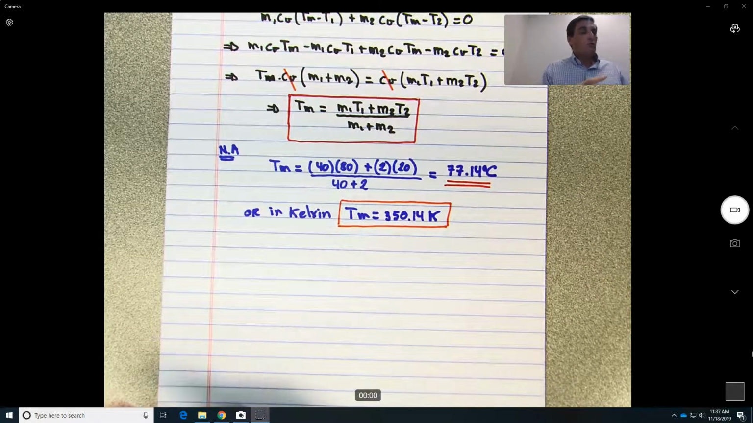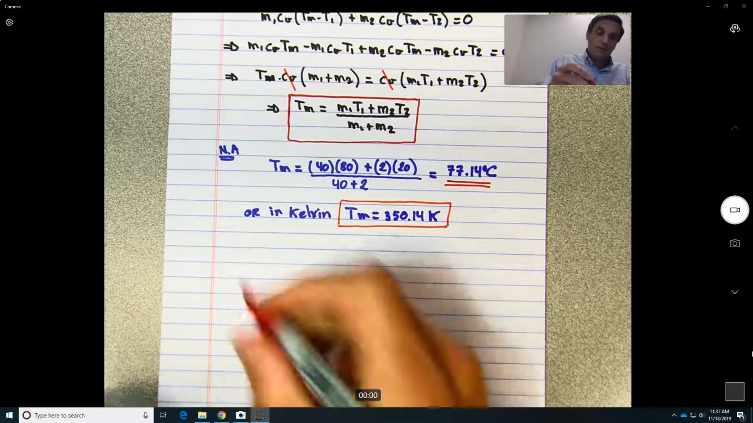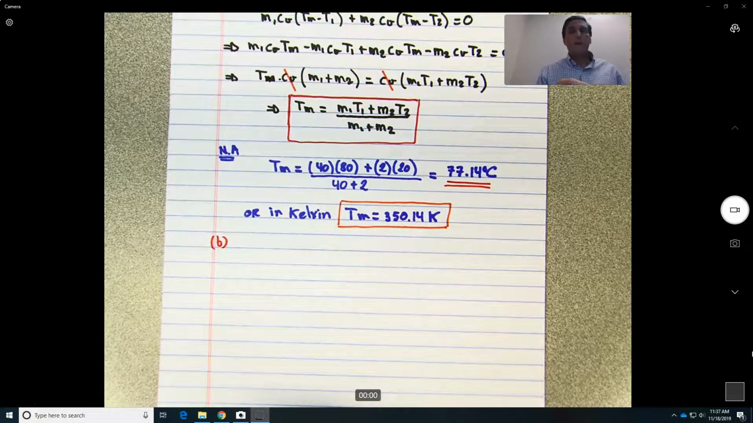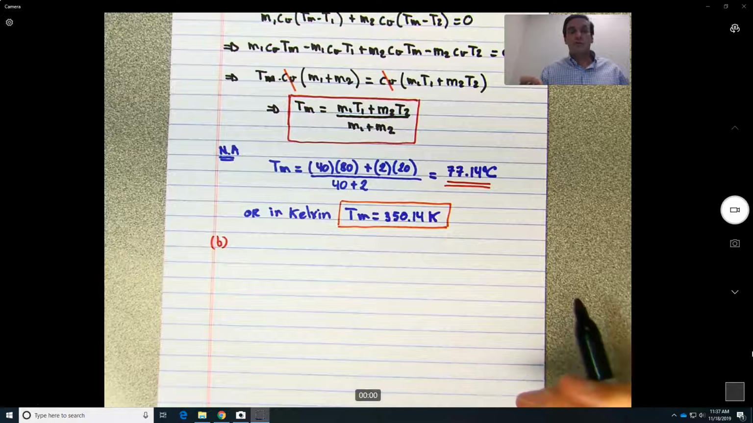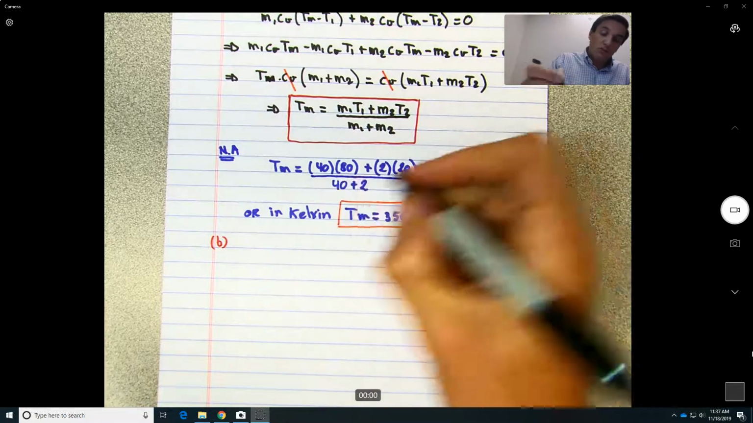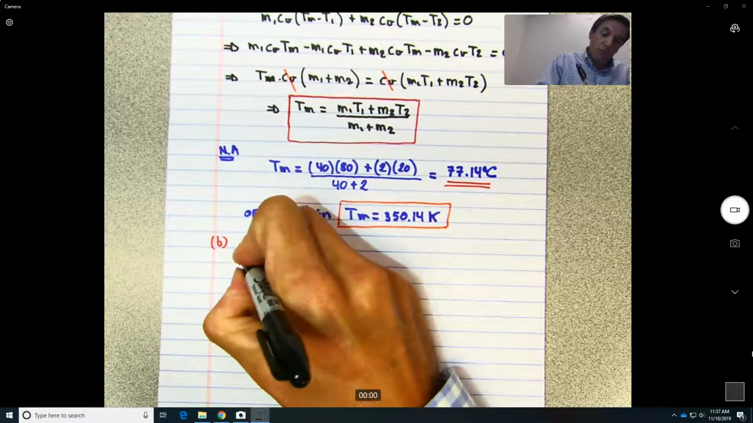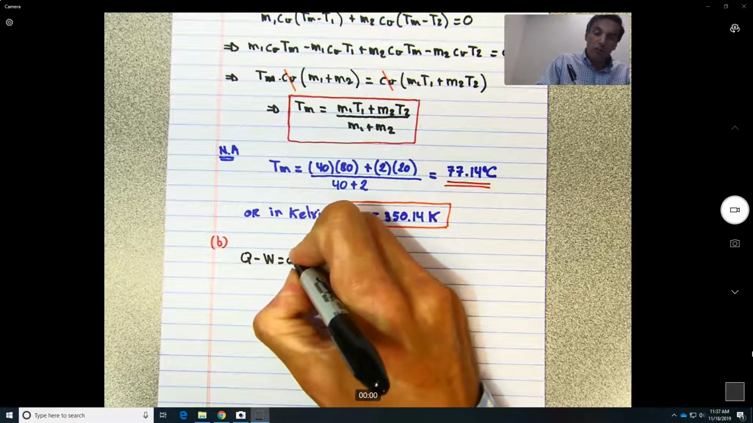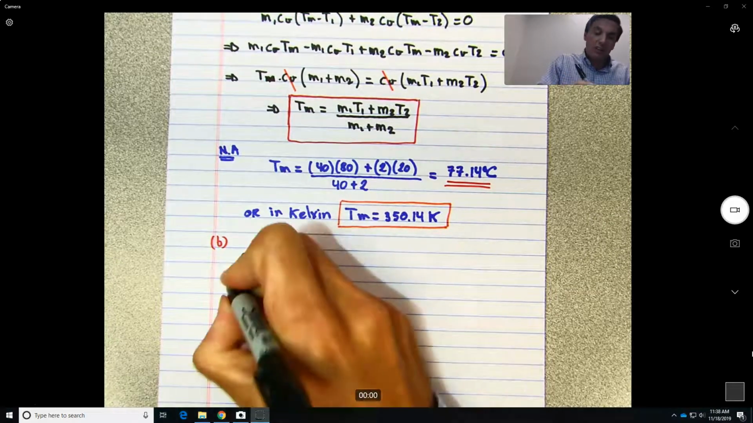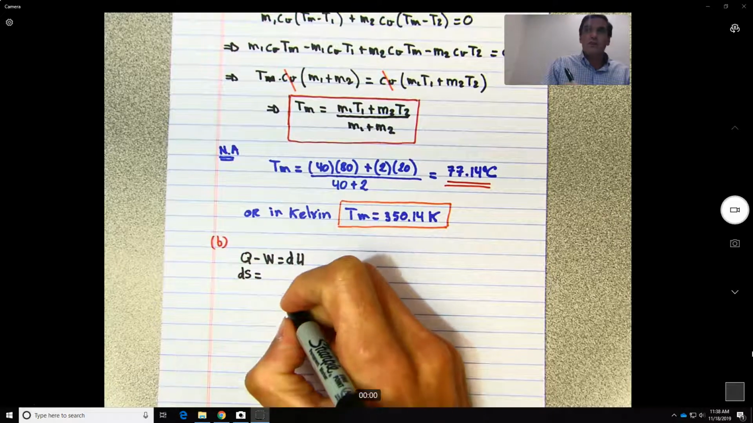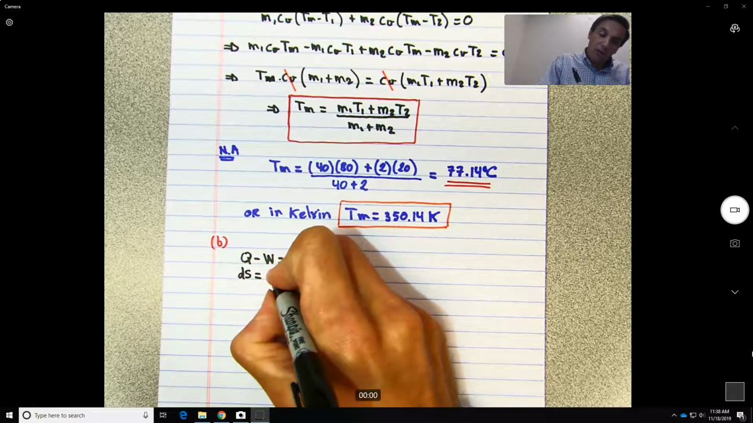Okay, so now we need to do part B. So part B, we need to find what is the change in entropy. In order to do that, I don't like to just memorize equations. So let's say we use the equation, which is the first principle of thermodynamics, Q minus work equal to the change in internal energy. And we know that the entropy S is equal to delta Q over T.